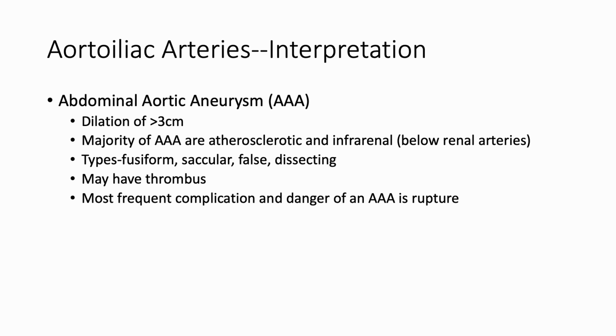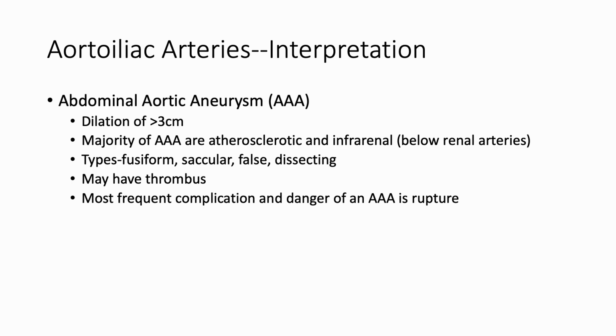Now, how do we read this? We want to make sure when we measure the abdominal aorta, it measures 3 centimeters or less. Over 3 centimeters of the abdominal aorta is going to be considered an abdominal aortic aneurysm. The majority of the abdominal aortic aneurysms, or AAAs, are atherosclerotic and infrarenal, which means they have plaque in them and they are below the renal arteries.